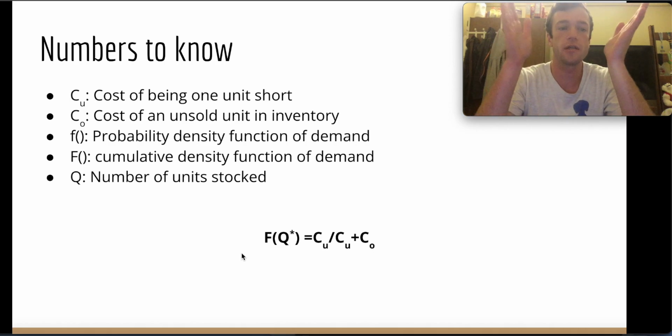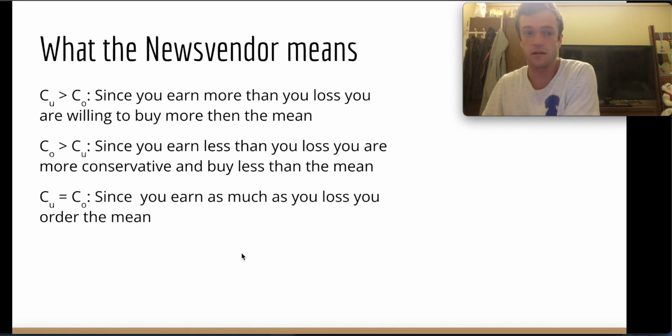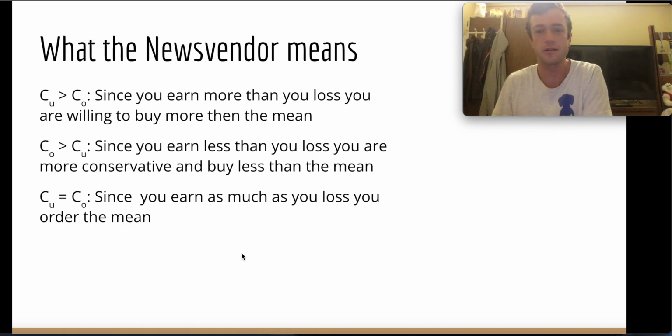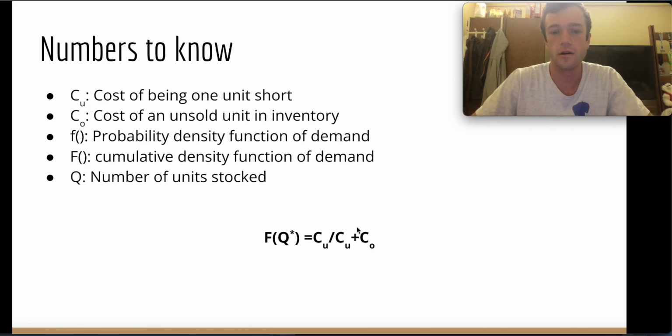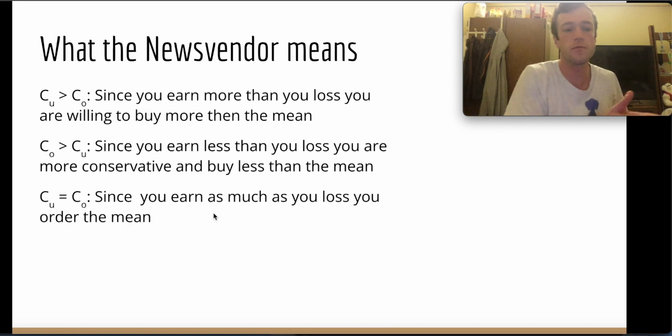So essentially, the big things to know are what's on the next page. If the cost of being a unit short is significantly greater than the cost of being overstocked, you will buy more than the mean. If the cost of being over a unit is a lot greater than the cost of being undersold, then you will buy less than the mean. But if the costs are equal, that would be 1 over 1 plus 1, which would be 50%.